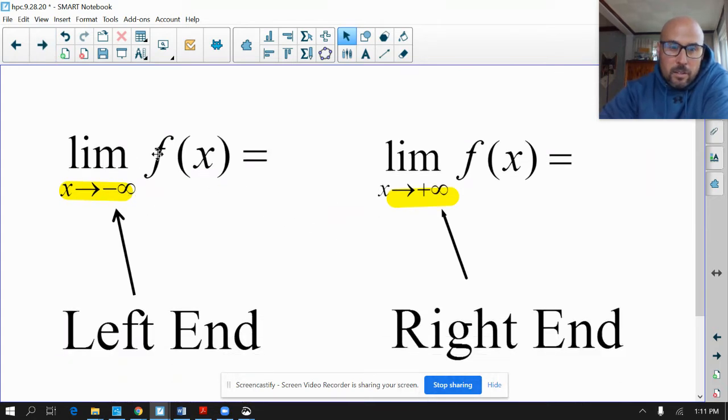So again, this is just reiterating what we just talked about. When x approaches negative infinity, you're looking to the left. When x approaches positive infinity, you're looking to the right. And your answer comes here and here. What's going on to the graph when you're looking way to the left? What's the y value? What's happening to the graph when you look way to the right? What's the y value?